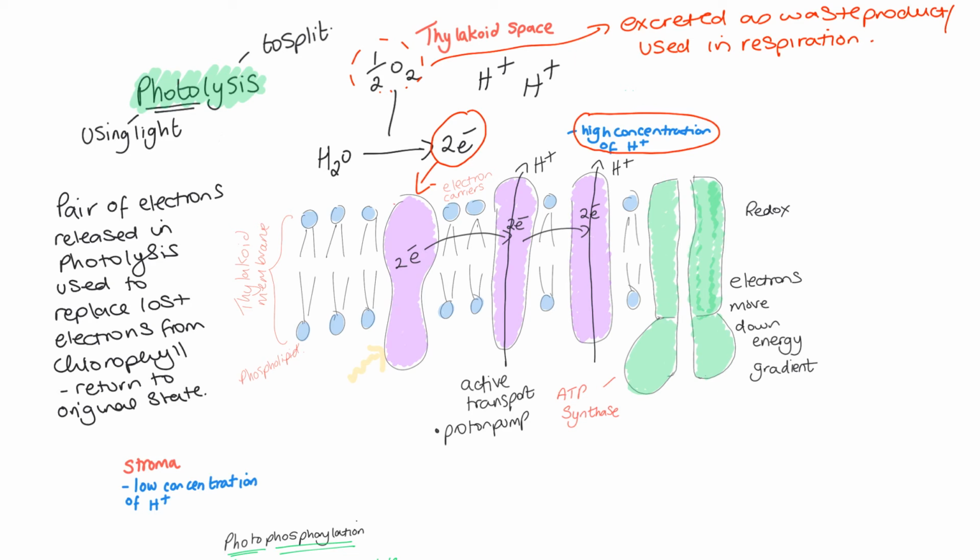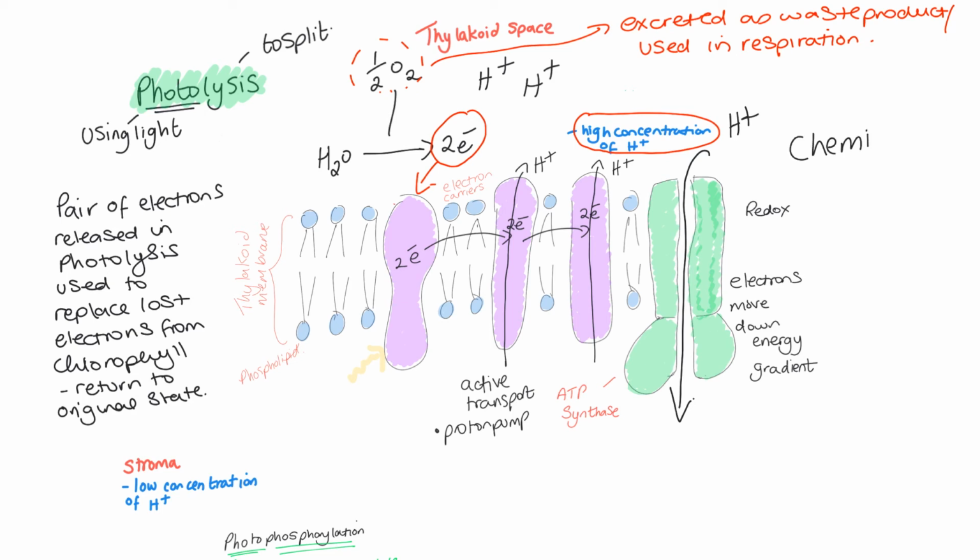So, now we've got this high concentration of protons in the thylakoid space, lower concentration in the stroma, so we have created this concentration gradient. We know that protons cannot move directly through the phospholipid bilayer because they are charged, so they need to move through a channel. They move through the ATP synthase channel via facilitated diffusion. This process is called chemiosmosis. So they move via chemiosmosis.